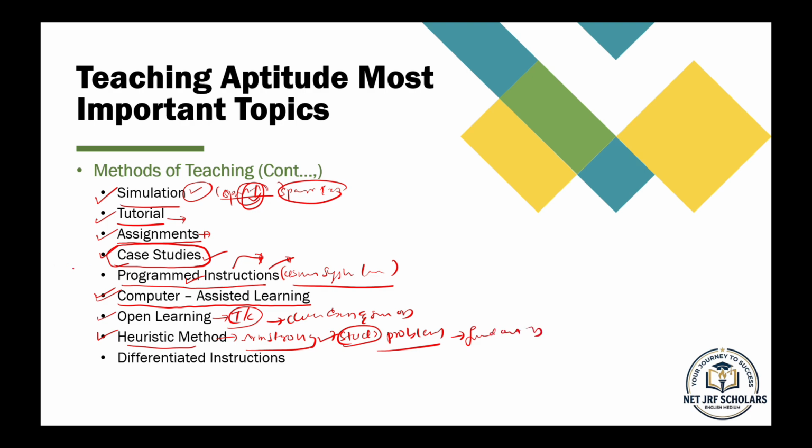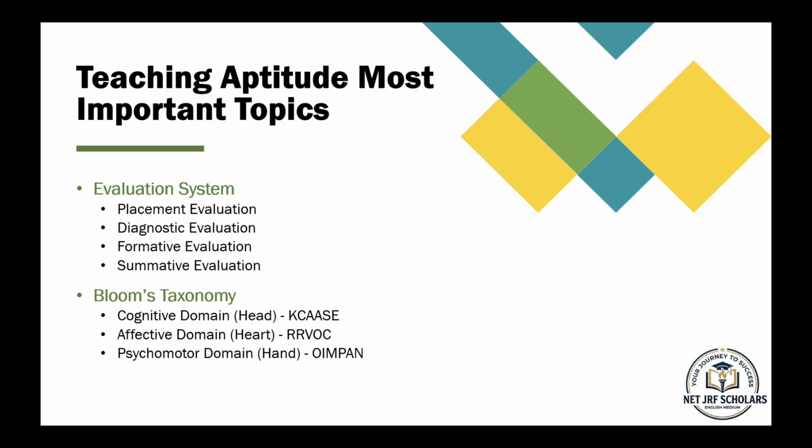And we have differential instructions because in a classroom setting we have different people, different levels of knowledge. So the instruction should not be the same across the classroom, right? If the instructions are given differently to different groups of people, that is what is known as differential instructions. And we have evaluation systems.